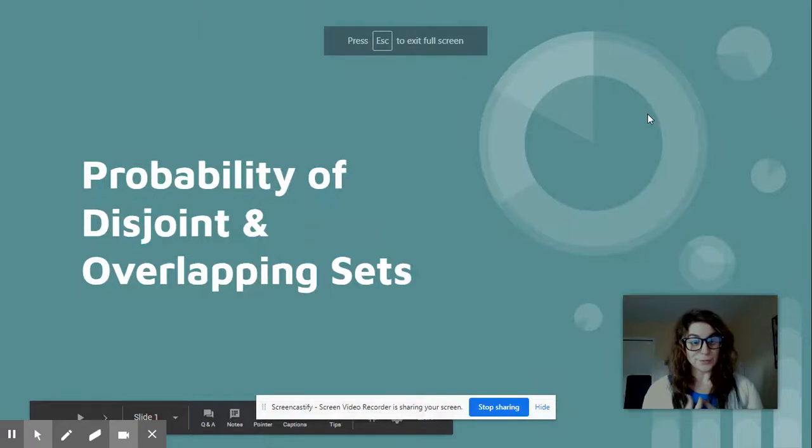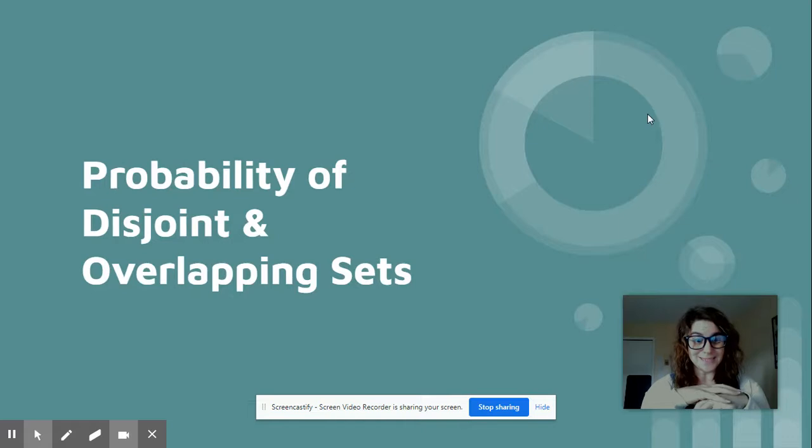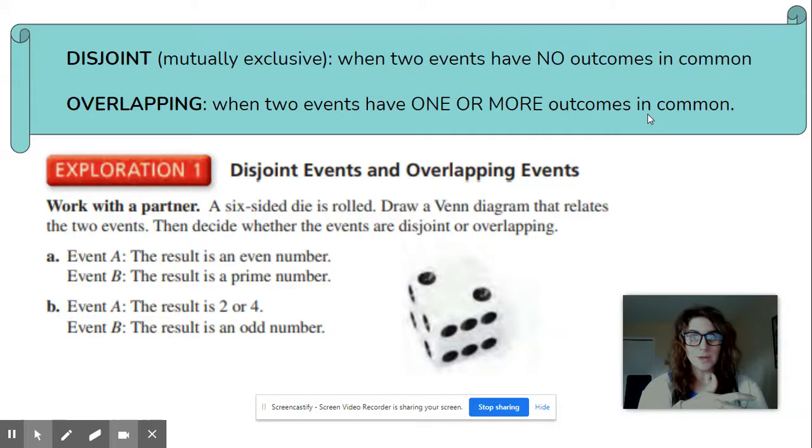All right, so in this video, we're going to be talking about the probability of disjoint and overlapping sets. These are considered compound events, and we're going to talk about what each of those means. So disjoint means mutually exclusive. There is absolutely nothing in common. No outcomes are in common between these two events. And it's usually done with two, but you can have more.